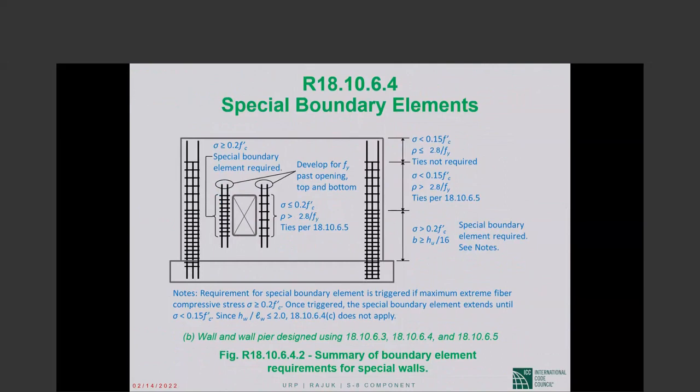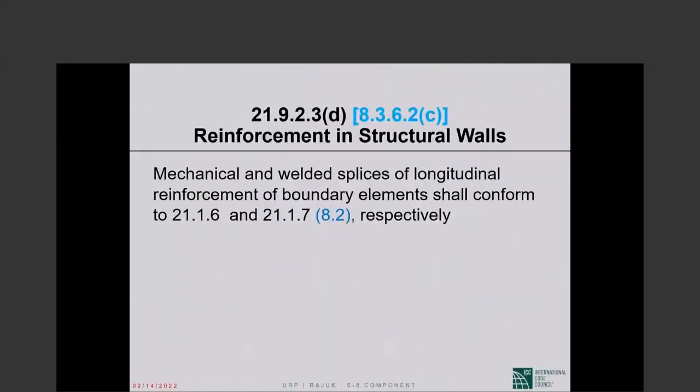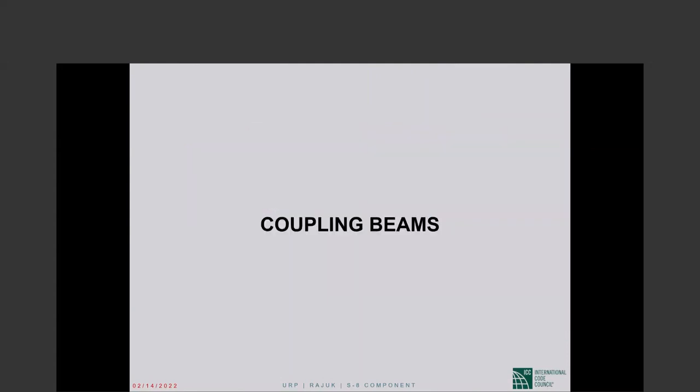The only point I wanted to make is the point I made. Okay. Now, mechanical and welded splices of longitudinal reinforcement of boundary elements shall conform to sections such and such.